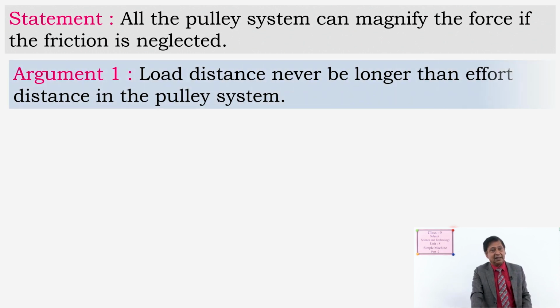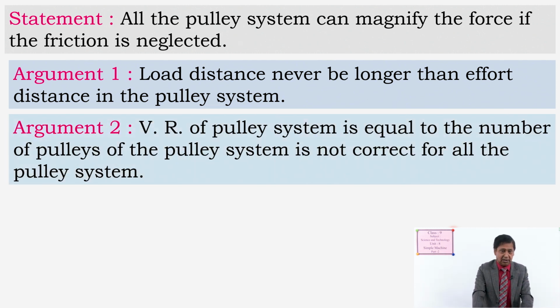Now next, argument 1: load distance can never be longer than effort distance in the pulley system. Is this correct? Now next, argument 2: velocity ratio of a pulley system is equal to the number of pulleys of the pulley system is not correct for all pulley systems. These are the statement and arguments.